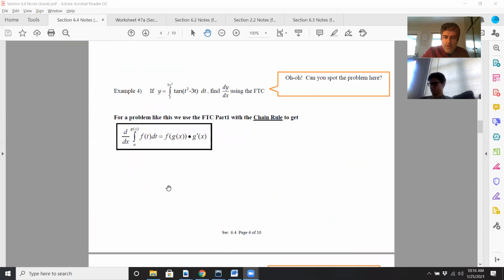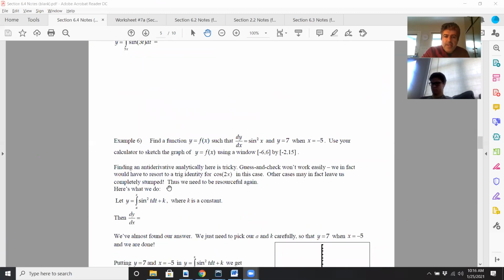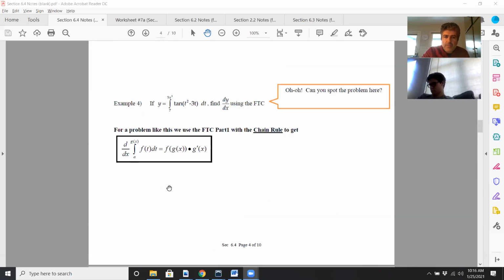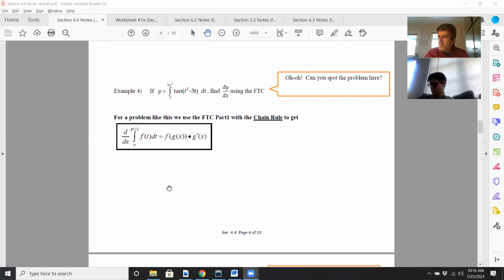Let's do example 4. Let's take a little break, and then we'll come back and do example 5. So this one's going to be a little funky. You don't have plain old x up here, just so you know. You have 5x cubed. So the problem here is that the upper limit is not plain old x.